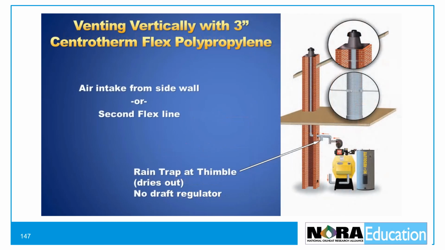A flexible polypropylene liner may also be used as a vent using an existing chimney as a chase. Here, a rain trap thimble is added to prevent any rainwater from flowing back to the boiler. As the flue products are warm and relatively dry, the trap dries out and does not normally need any drain. You will also notice that there is no draft regulator. Energy Kinetics' Oilheat polypropylene vented boilers are UL listed for installation without a draft regulator.